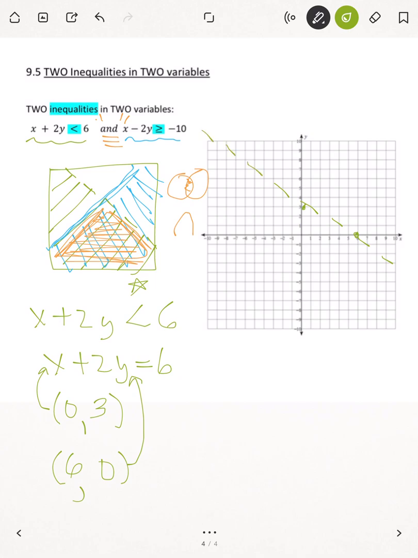Now I'm going to test a point because I need to either keep this half or this half of the graph. My test point will help me figure out which side to keep. I can pick any point, but I think I'll pick the point 0, 0. I'm going to take 0, 0 and put it back into the original inequality to see if I should keep this side of the graph. When I put 0 in for x and 0 in for y, that is definitely smaller than 6. So that's the side that I want to keep. I'll shade this half of the graph.